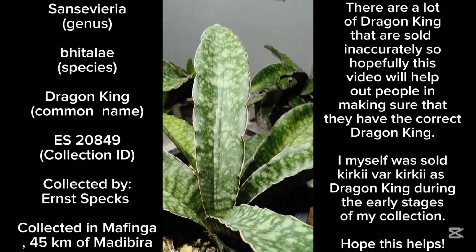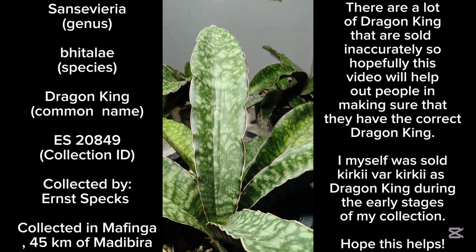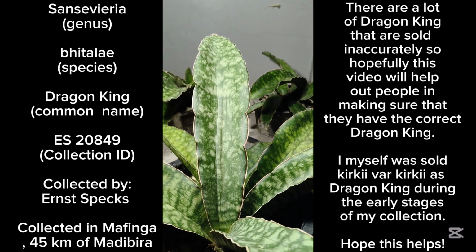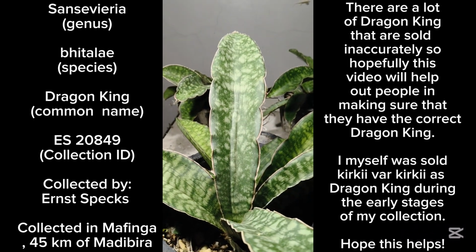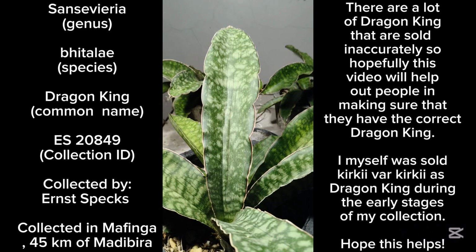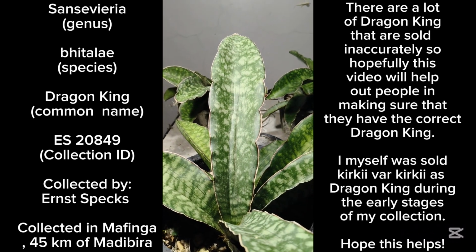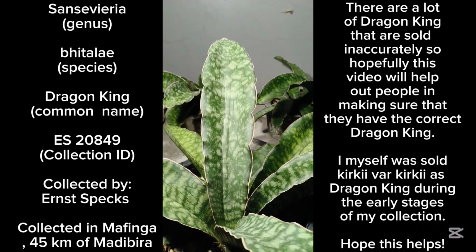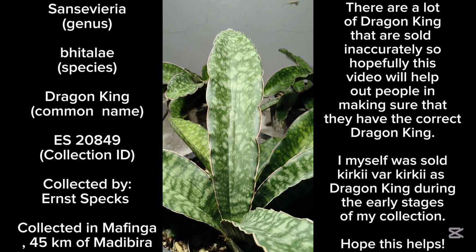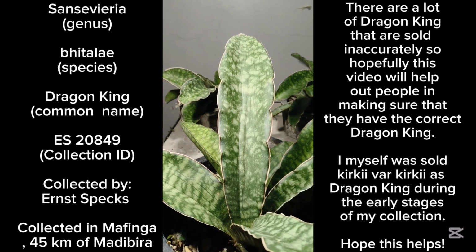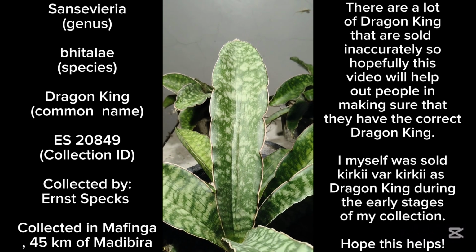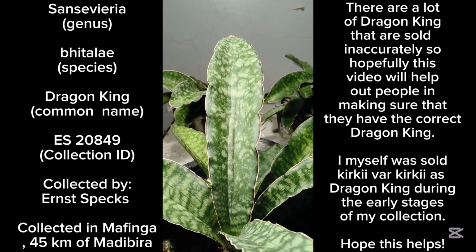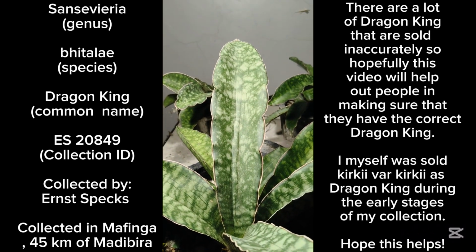So that is the place where it was collected. It is one of the Mafinga bhitalaes, the bhitalaes that were found in Mafinga. There are a couple of bhitalaes that were found in Mafinga. That is why some people would directly call them Mafinga. But take note, folks, that Mafinga is a place in Africa. It is not the name of the plant or the name of the species.